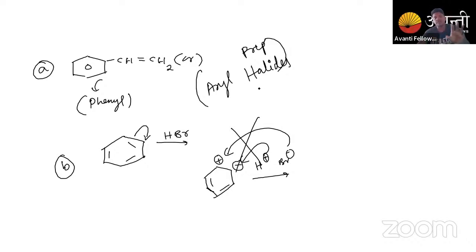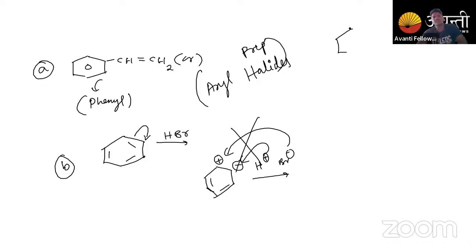Ideally, the Markovnikov rule is exhibited only for chain alkenes, not for cyclic alkenes. Ideally, in cyclic alkenes also it is possible, but for benzene it will not have much effect. So that is why, for the preparation of aryl halides, we are using separate reagents.